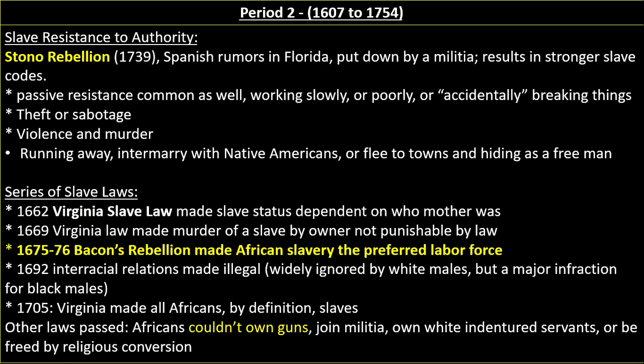stronger slave codes themselves. All of these slave rebellions, whether it be Stono or the Nat Turner Rebellion, that's what they all amount to in the end. Stronger slave codes. So slaves did resist work by working slowly, or by breaking things, breaking tools, by sabotage or theft, murder, by running away, by fleeing, sometimes by starting fires to cause a distraction.